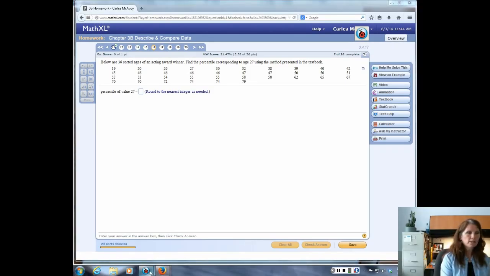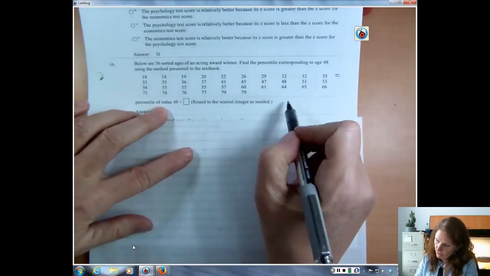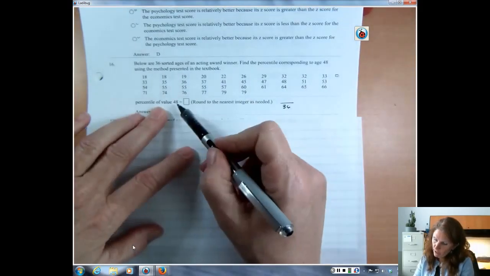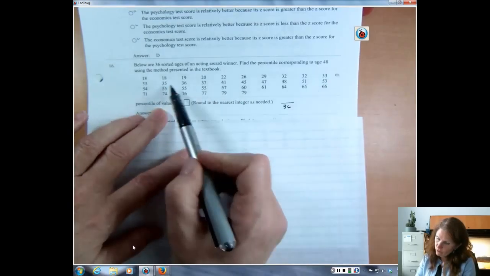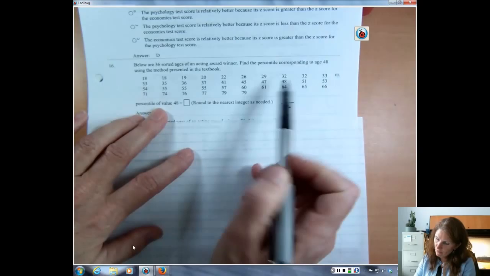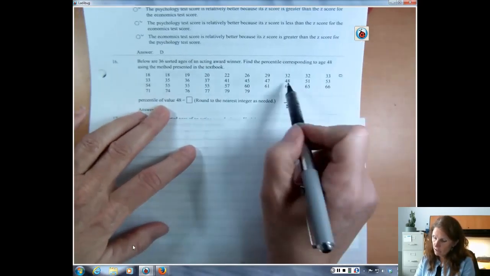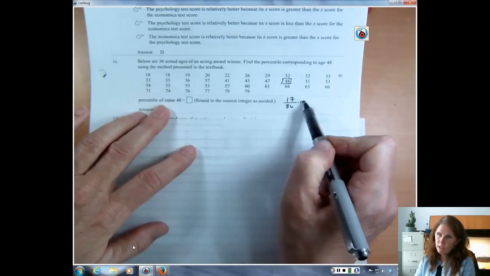Let's go back to my page and we can just do that pretty quickly. We have also 36. So we're going to divide by that total number of data values. We're talking about the number 48. Remember, there's 10, 11, 12, 13, 14, 15, 16, 17 values that are below 48, because that's the value that they gave us. And then we times that by 100. That's just moving the decimal over 2 places.